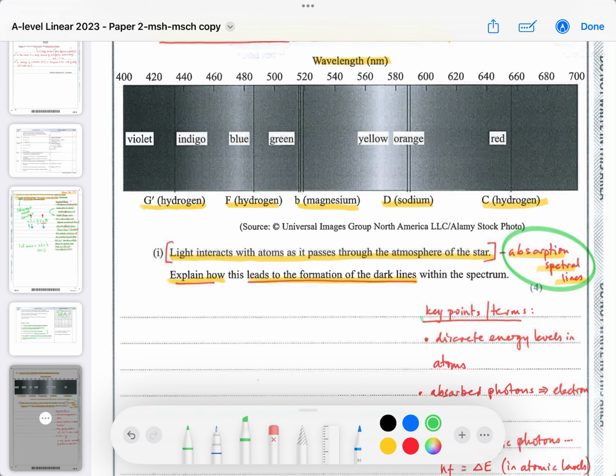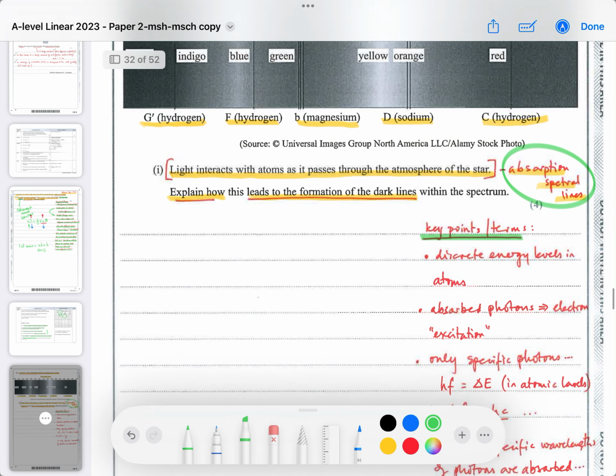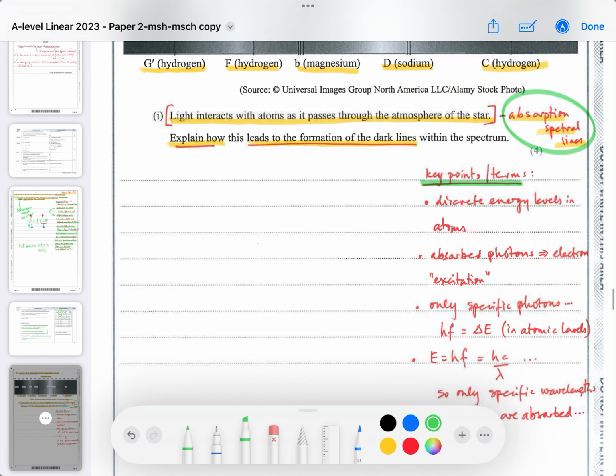Okay? So the key points this time to include: it's a 6-marker followed by a 4-marker, and many students who are good at maths and are studying perhaps in a language where English is not their primary language struggle sometimes to verbalize it clearly, so you really need to practice. So there are discrete energy levels in all atoms.